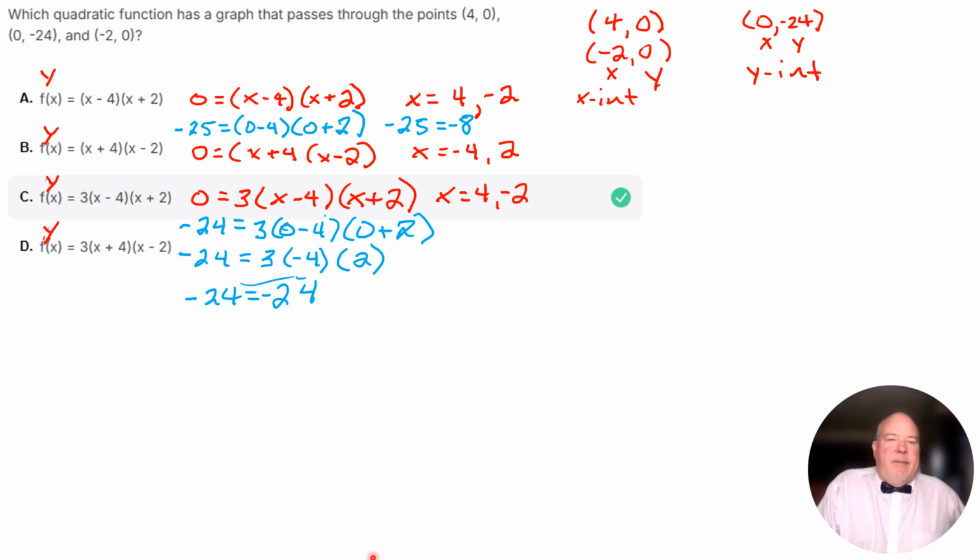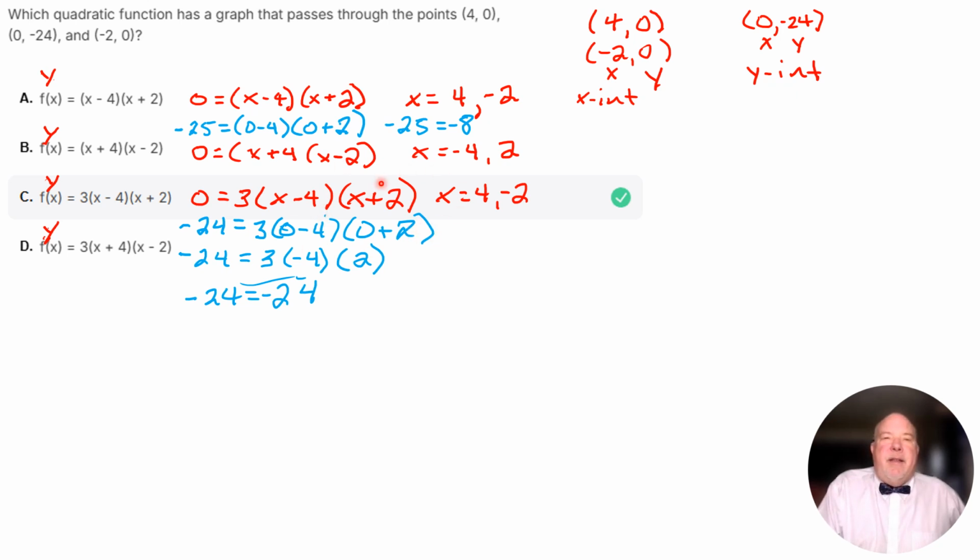I'm not going to test D, but knowing what we know, if we look at D, you can see that the x-intercepts are not correct. D has x-intercepts of negative 4 and positive 2, which is backwards. So the answer is C.